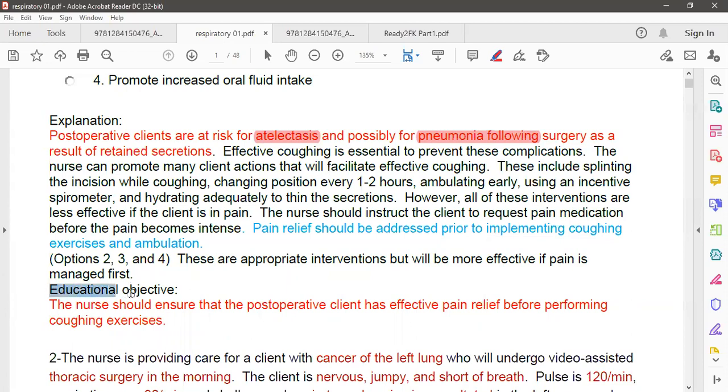What is the educational objective? The nurse should ensure that the postoperative client has effective pain relief before performing the coughing exercise.